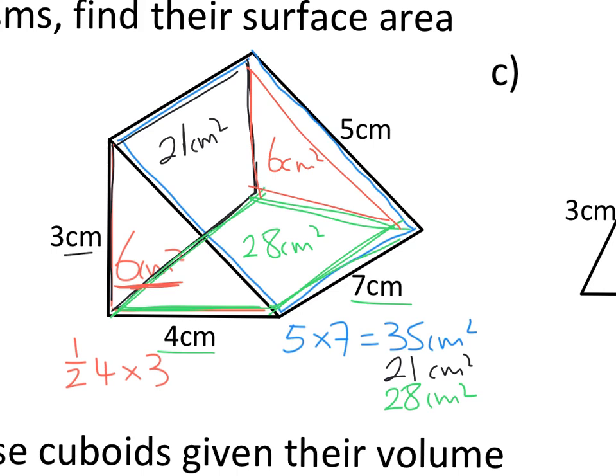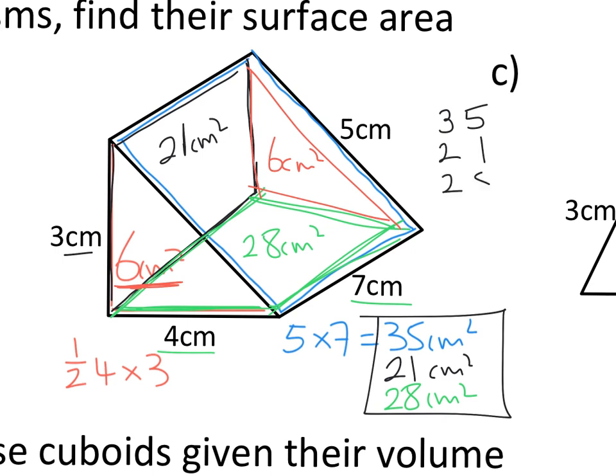So to find the total surface area of all of that, I need to add up all those numbers. So I've got these 3 here, and I've also got the 2 sixes. So I'm going to do 35, 21, 28, 6, and 6. So if I add them up, it's 96 centimetres squared. Okay.